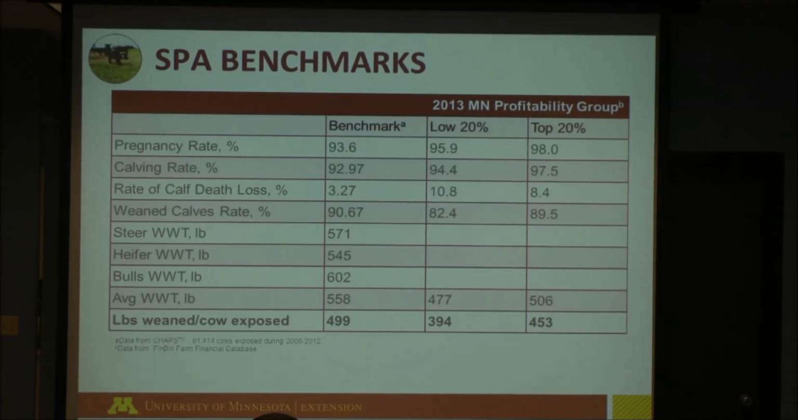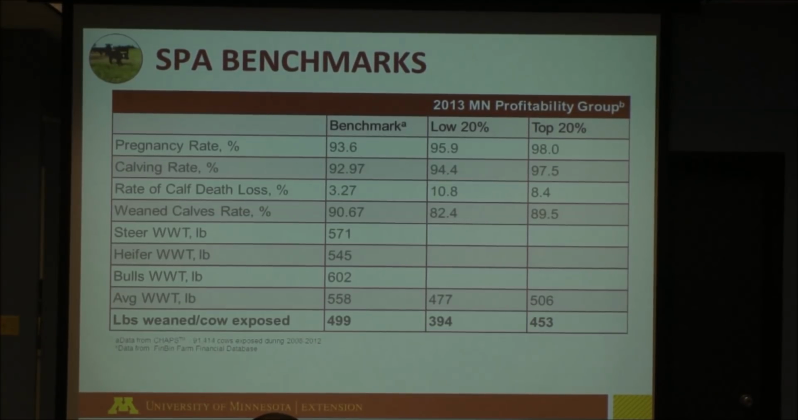Because they've collected so much data, you see these different benchmarks out there developed by some of these different record-keeping deals. This particular set of benchmarks is from the CHAPS program. It's an individual record-keeping program hosted by North Dakota State University, and these represent over 90,000 cows exposed from 2008 to 2012. So this is a pretty extensive database.